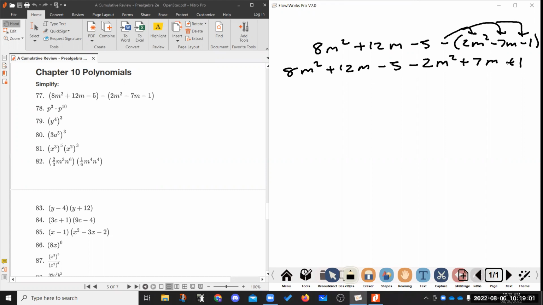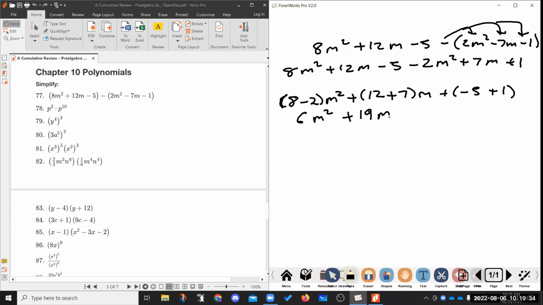I'm going to collect my like terms together so that I get the m squareds together, and that's going to be 8 minus 2m squared. You get 12 plus 7m, and I'm going to get negative 5 plus 1 as my constants. So 8 minus 2 is going to be 6m squared. 12 plus 7 is going to give me 19m, and negative 5 plus 1 is going to give me a negative 4. Adding a negative 4 is the same as subtracting 4, and that's my simplified polynomial.